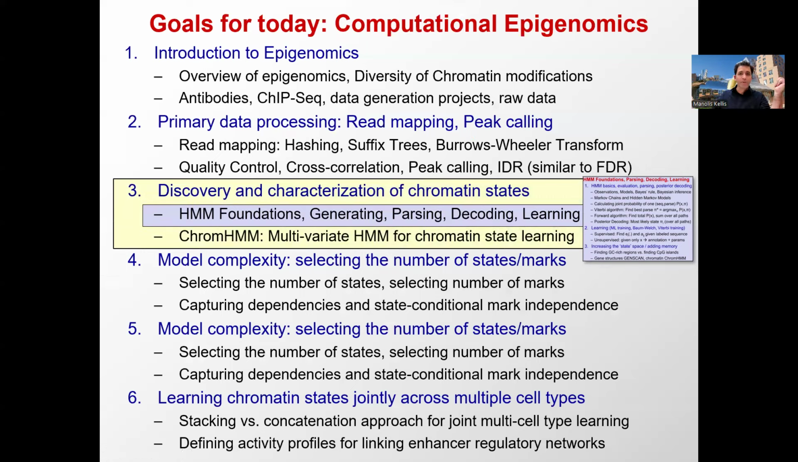Now, what have I done? I've basically carried out my experiments. I've mapped my reads. I've called my peaks. I've replicated them. The next step is, how do I now combine multiple signals from multiple marks?